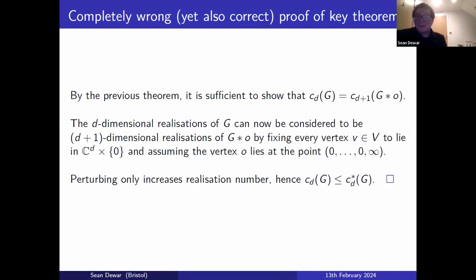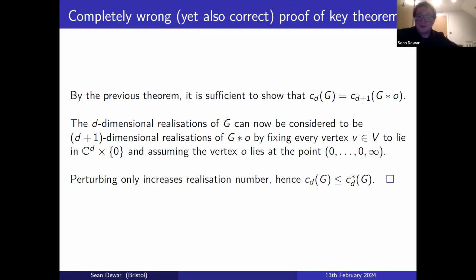So this is a completely wrong proof, but it is correct in the sense that it gives you the right idea of what we did. So by the previous result, we know that it's actually sufficient for us to show, oh, it's not an equality. Oh, apologies. So it's enough for us to show that CDG is less than or equal to CD plus 1, the cone of G.